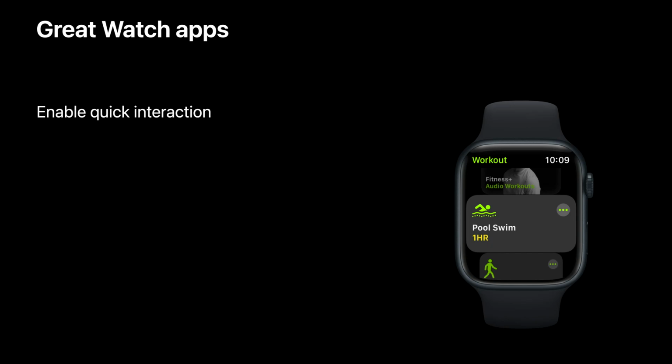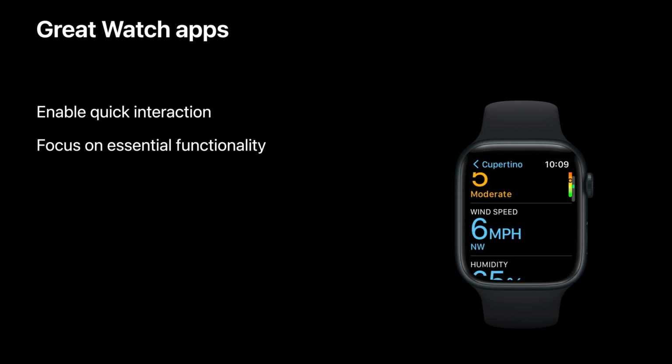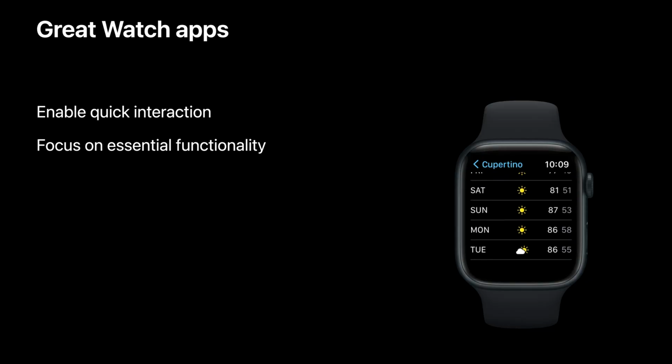Great watch apps enable quick interaction, like the interface in Workout that allows you to start your favorite workouts quickly. No one wants to stand around holding up their arm, tapping through to find something. Great watch apps make it easy to access important information and features. Great watch apps focus on the essential purpose of the app. For example, the Weather app displays the forecast for today, relevant current conditions, and a simple 10-day forecast. Focus on the essentials in your app so people can easily find the information and actions they need.